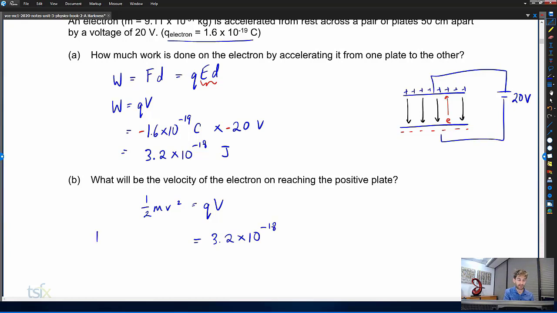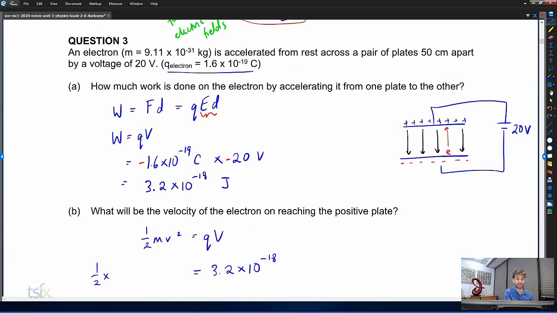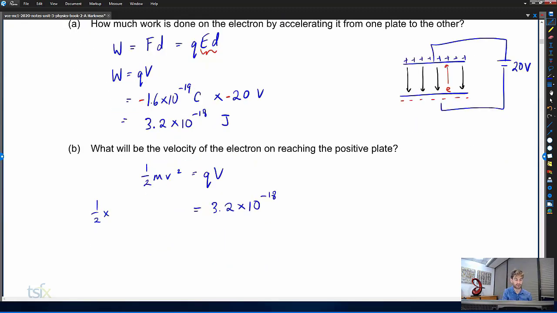And on the left hand side we have 1/2 times m, so this is the mass of the particle, and in this case we're talking about an electron. We've been given the mass of the electron in the stem of the question, which is 9.11 times 10 to the negative 31. And then we have times v squared, and v is what we're solving for.